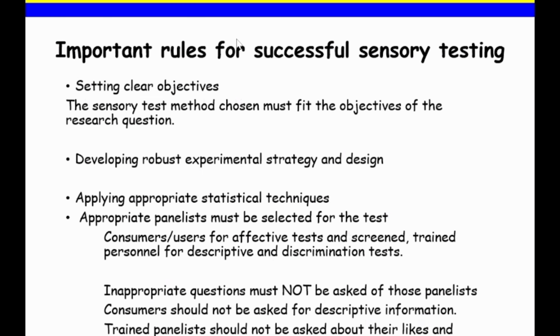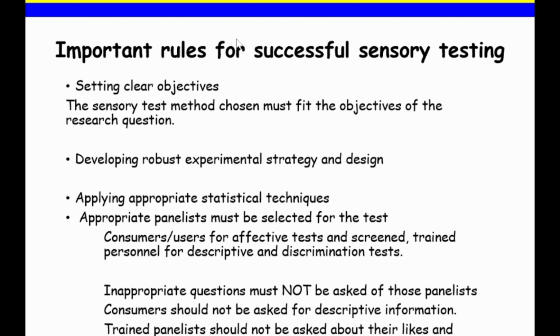Important rules for successful sensory testing: you need to set clear objectives. The sensory test method chosen must fit the objective of the research question. What do you want to analyze? Do you want to describe your product, or do you want to determine if there is a difference between one product and another? Then develop a robust experimental strategy and design. Before doing any sensory analysis, you need to have your strategy and a design for your sensory evaluation exercise. Apply appropriate statistical techniques.